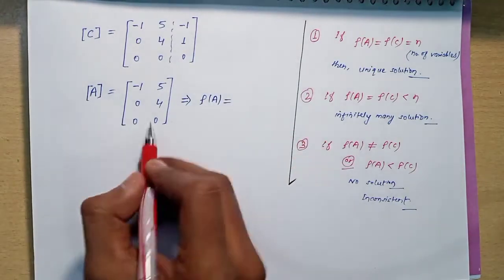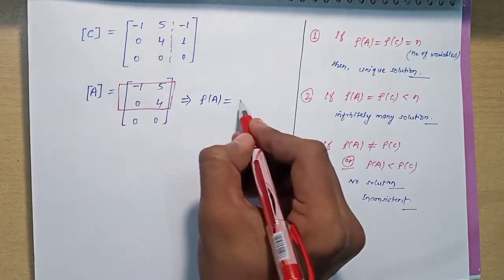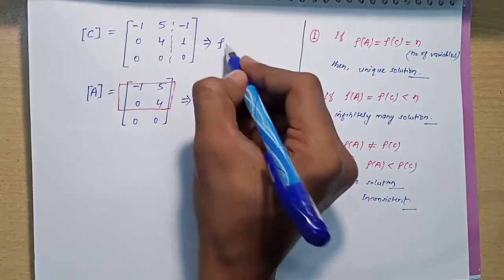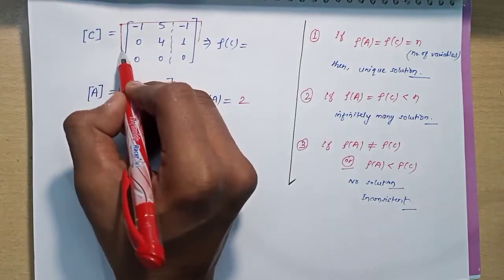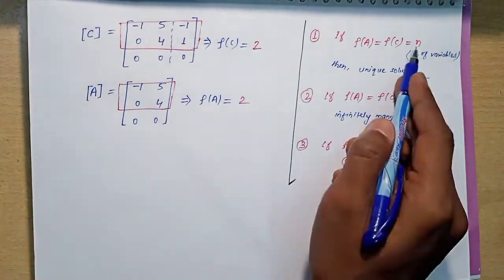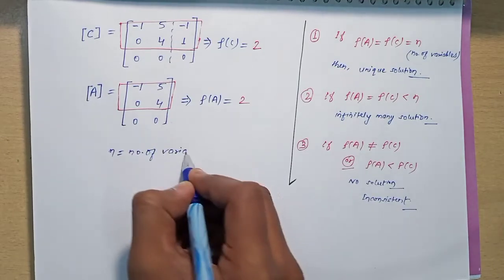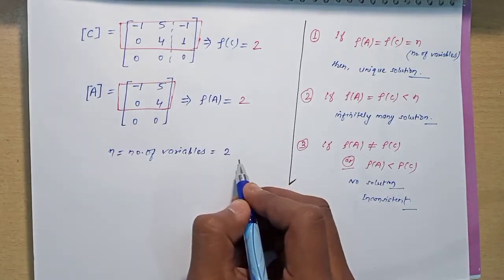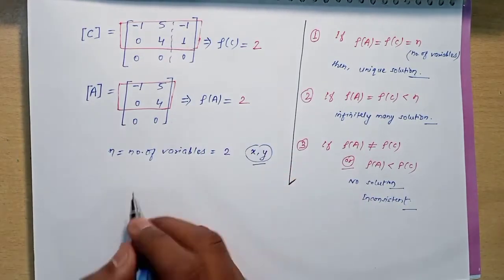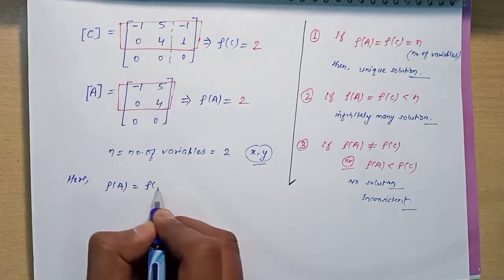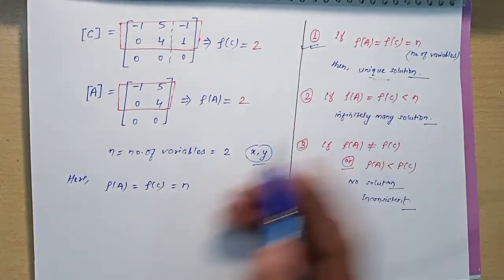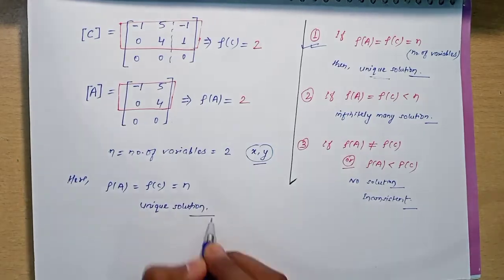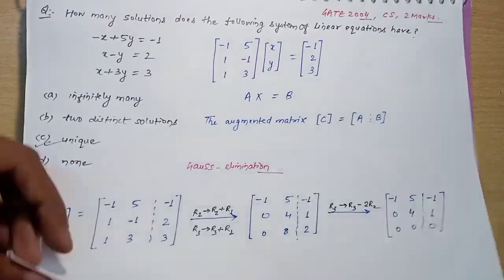In matrix A, the number of non-zero rows is 2, so rank of A is 2. In matrix C, the number of non-zero rows is also 2, so rank of C is 2. And n, the number of variables, here is also 2, that is x and y. So here we get rank of A is equal to rank of C is equal to n. This satisfies case 1, that is, it has a unique solution. Hence option C is correct.